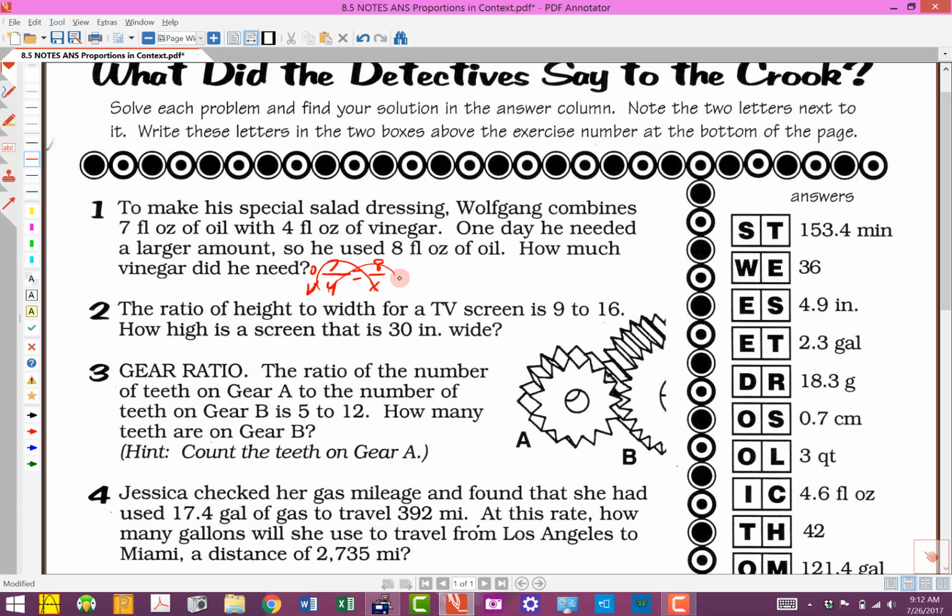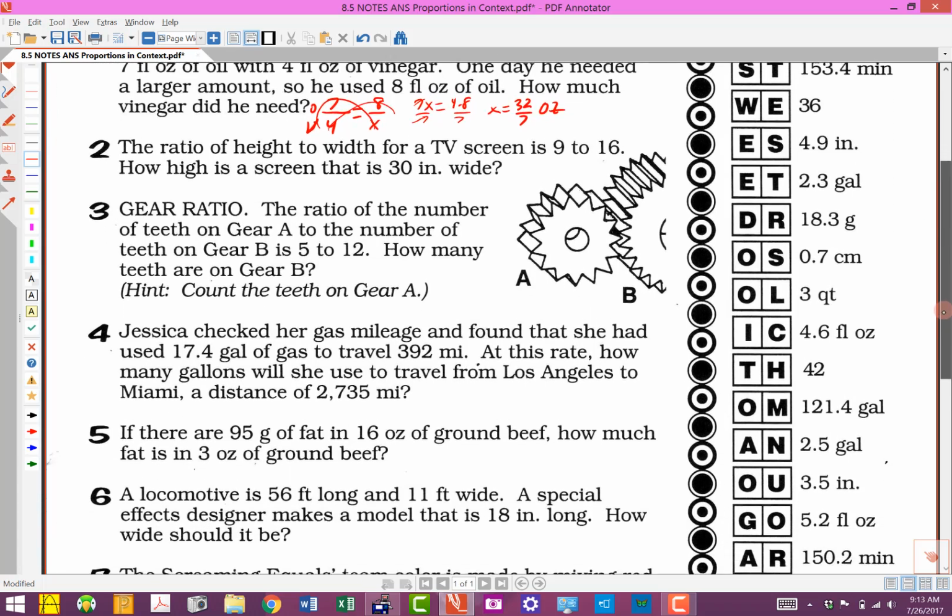So we're going to do cross multiplying. We get 7x equals 4 times 8. Now we're going to divide by 7, and in this particular case we get x equals, we can't do any cross cancellation or anything like that, so it's going to be 32/7. And again, this is how much vinegar there is, so I'm going to put down ounces here because it is ounces of vinegar. Now we're going to come over here and take a look. So what we're looking for is 32/7 of an ounce.